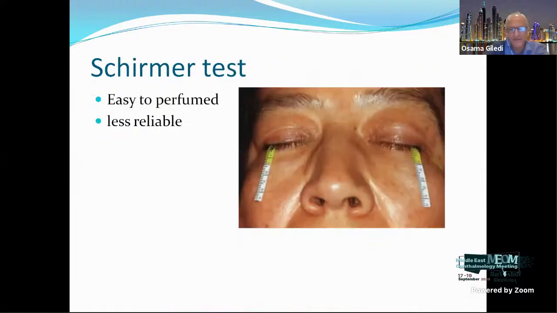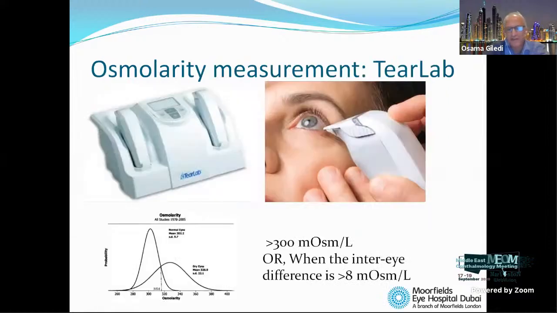A Schirmer test is very easy to perform, but really is not very reliable. So it can give you a wrong message about how much dryness the patient has. The new test, osmolarity, is a very good way to assess if this patient has dry eye. You look at the level of osmolarity of the tear film, and it's very important to compare both eyes. If there is a difference of like 8 between the two eyes, that's a sign of dry eye.